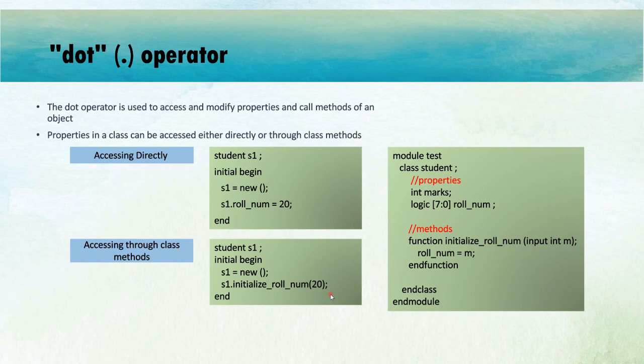So we have seen here that we can access the properties using dot operator either directly, which is this, or through class methods.